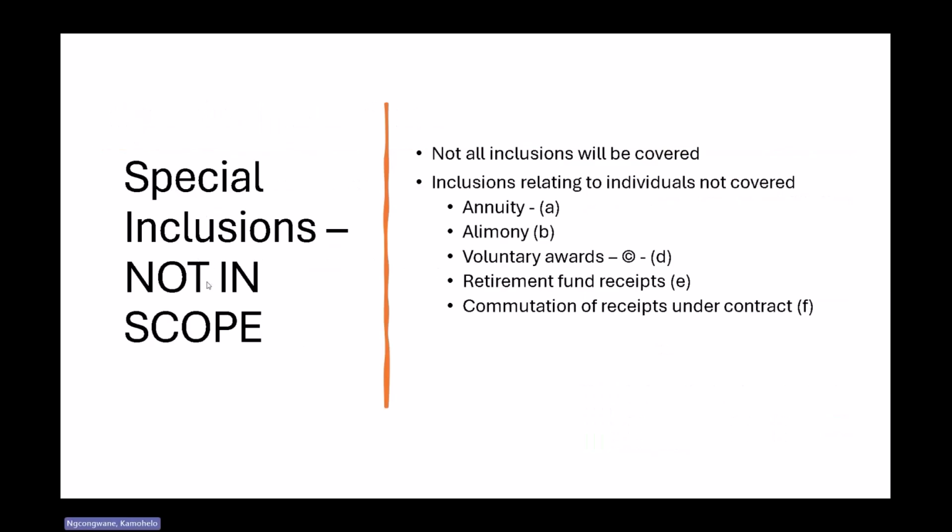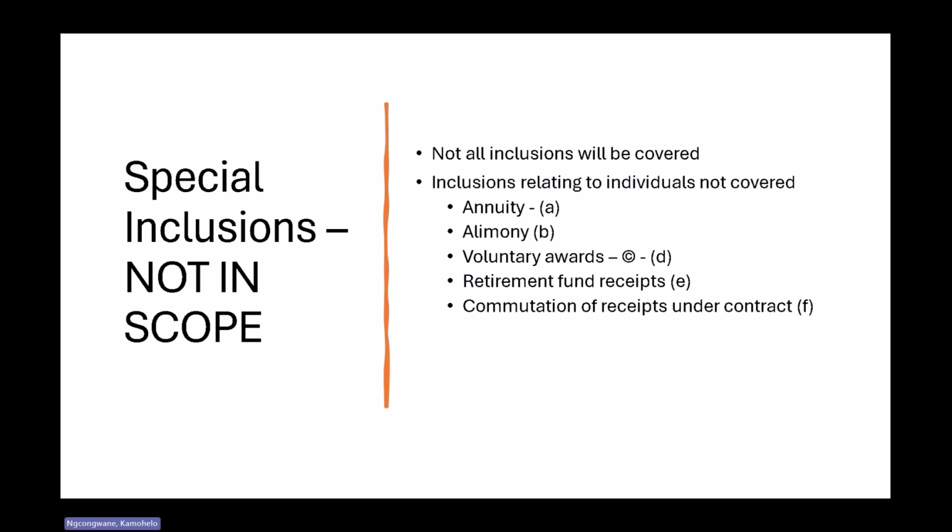The ones that are not in scope are the special inclusions that relate to individuals. So that's annuity payments, alimony, voluntary awards, retirement fund receipts, and commutation of receipts under contract. So that's subsection A to F of the gross income definition. But other than those, the rest are in scope. There's one more that's not included, subsection I and subsection J. But subsection JA is included in what's in scope.